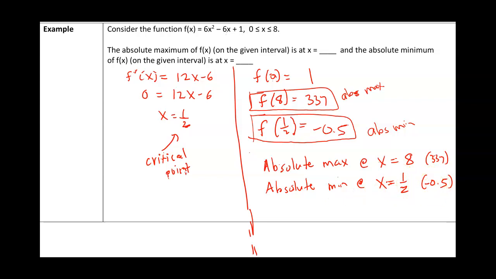So for absolute, find the critical point, make sure it's in the interval that you're given, and then plug in the endpoints and plug in the critical point, and find the lowest and the highest values. Those are your absolute mins and your absolute maxes.